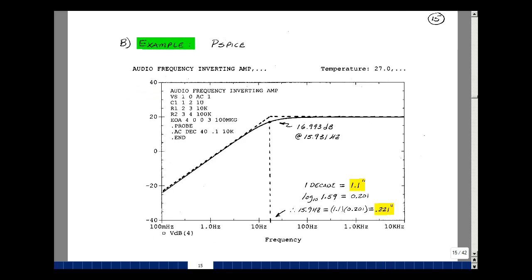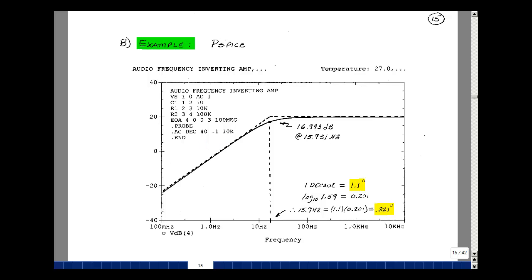Let's verify our results using PSpice. So I'll create a SPICE file for my circuit. Need a title, call this Audio Frequency Inverting Amplifier, and a .end, .probe to sketch all of my variables, and then I'm going to plot my frequency response, say from 1/10 of a hertz to 10 kilohertz. That's actually 5 decades. So if I do 40 points per decade, I'll get 200 points on the screen.